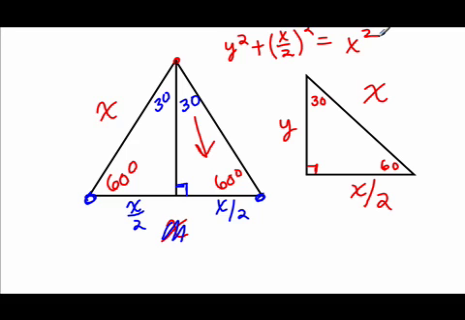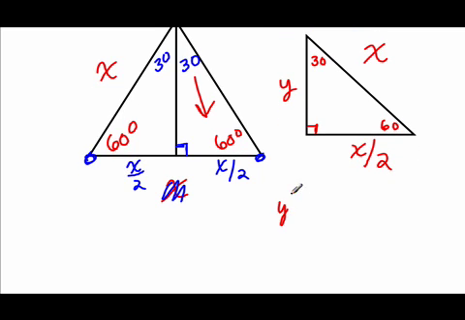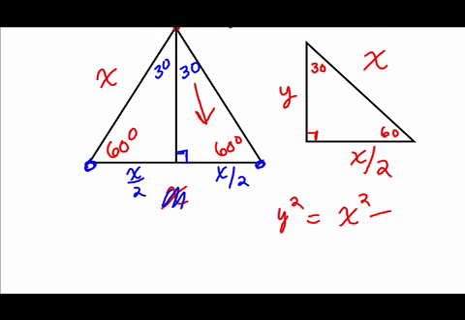And we'll solve this for y. We're going to go ahead and subtract x over 2 squared from both sides. Well, that becomes what? That becomes x squared over 4. I'm going to take it to the other side. So far we have y squared is x squared minus x squared over 4.